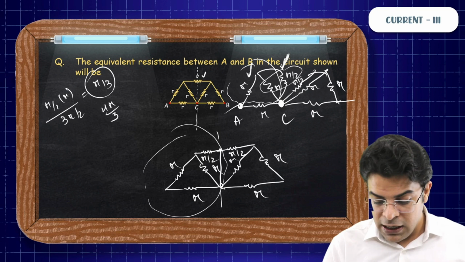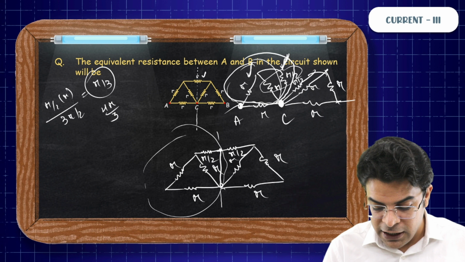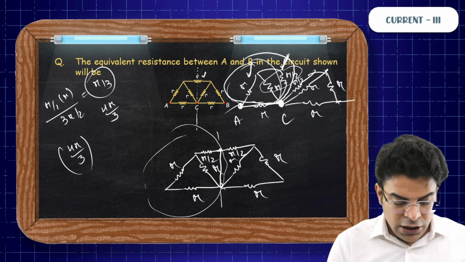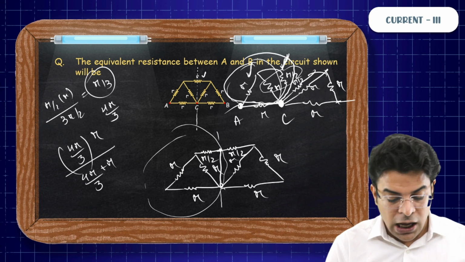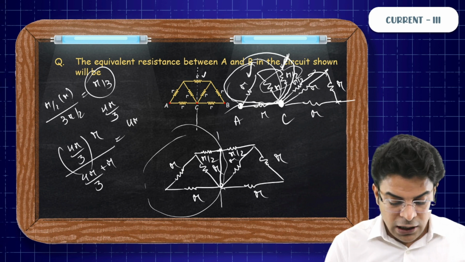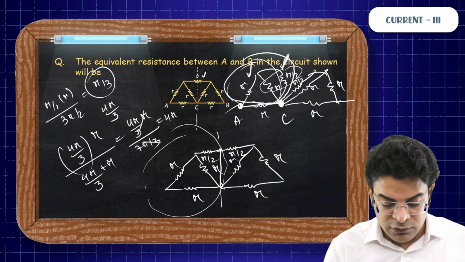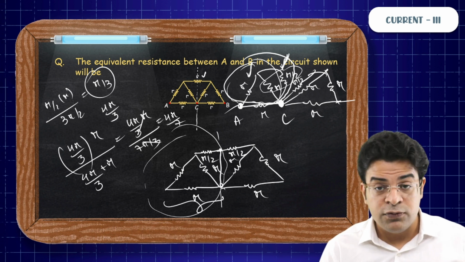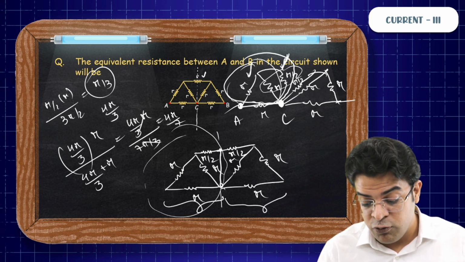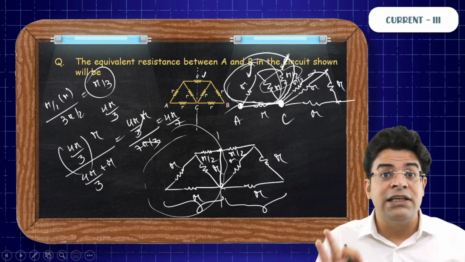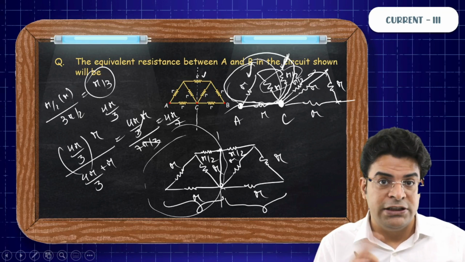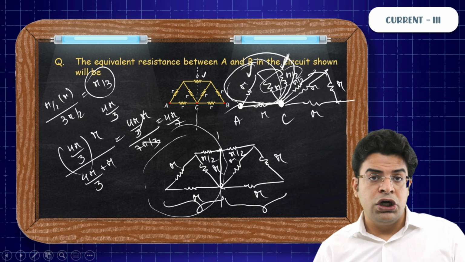And this 4R by 3 whole upper part is in parallel with R. So what you get is 4R by 3 into R upon 4R by 3 plus R, that becomes 4R by 3 into R upon 7R by 3. Cancel out R by 3, R by 3. So what you get is 4R by 7. So if the resistance of this half is 4R by 7, the other half will also be 4R by 7. So the answer is 8R by 7. So this is one of the methods to solve this question.